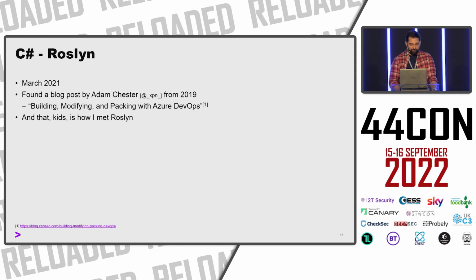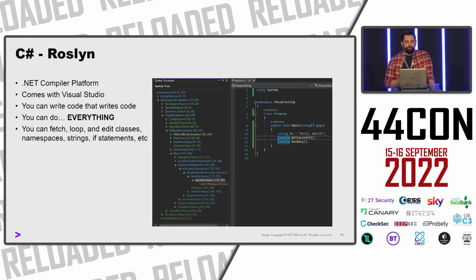So thank you, Adam. Roslyn is a .NET compiler platform, and it comes with Visual Studio. You can literally write code that writes code. And I don't mean you concatenate strings and say, okay, this is fine, just name it as .cs, compile it, and it's done. I mean, you can see the tree here. You can see a basic hello world, and you can see the whole syntax tree broken down there.